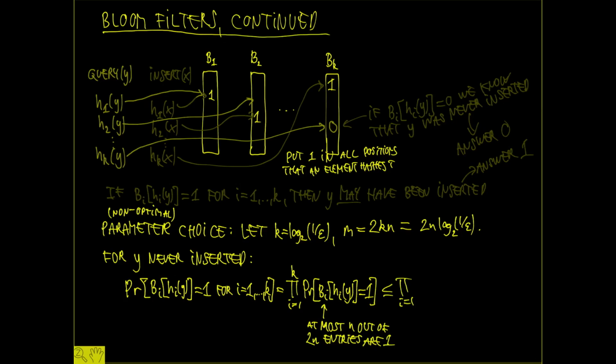And in each table, we know that there are at most n entries out of the 2n entries that are 1. So each of these probabilities is bounded by 1/2, and the product is bounded by epsilon. One thing to note here is that in order to set the parameter m, we need to know n, or at least a bound on n in advance.